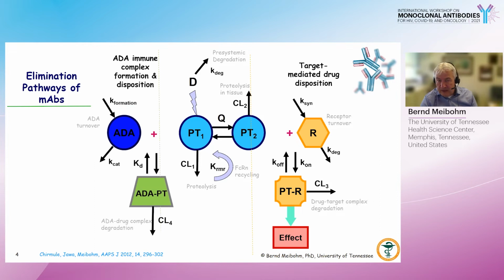In addition, many therapeutic proteins trigger immune reactions in the body, the formation of so-called anti-drug antibodies or ADA. Those ADAs, here again symbolized with turnover kinetics, can ultimately form immune complexes, and those immune complexes can also be degraded in the body through the general degradation pathways for immune complexes, which ultimately then constitutes an additional elimination pathway for the monoclonal antibody.